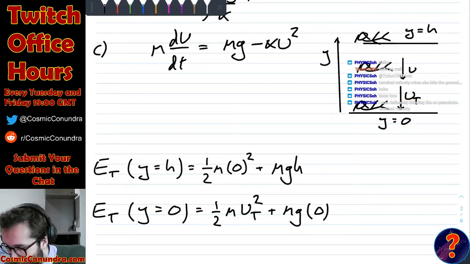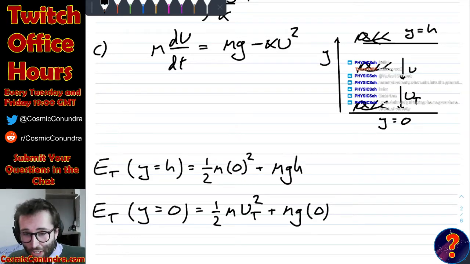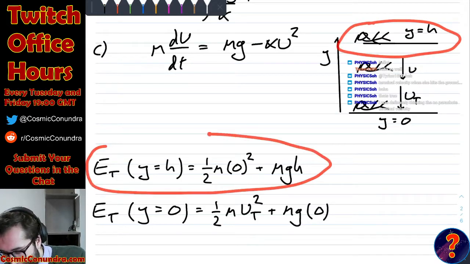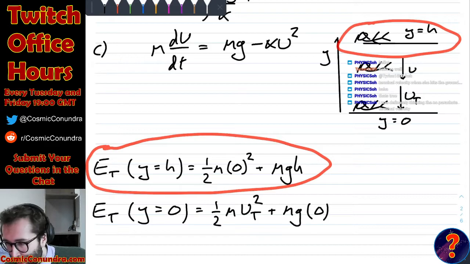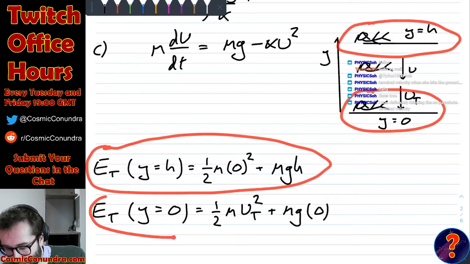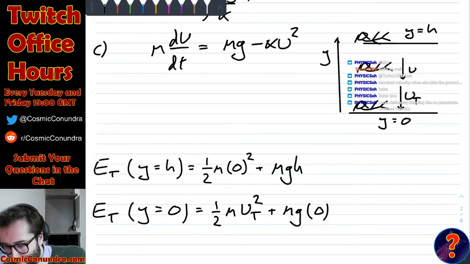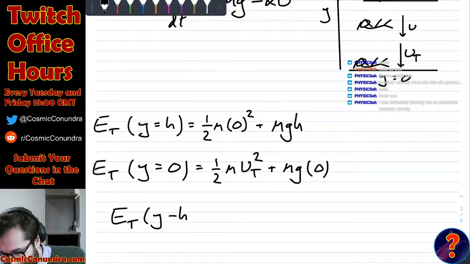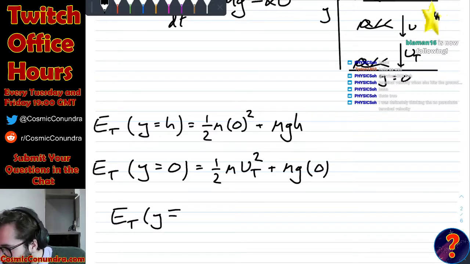But because there is friction in the form of air resistance, this frictional force is taking energy away from the system. So of the energy she starts off with here, which we've written here, the work done by friction is subtracting from that energy to give us the energy she finally has at the bottom. Okay? So we write that down.